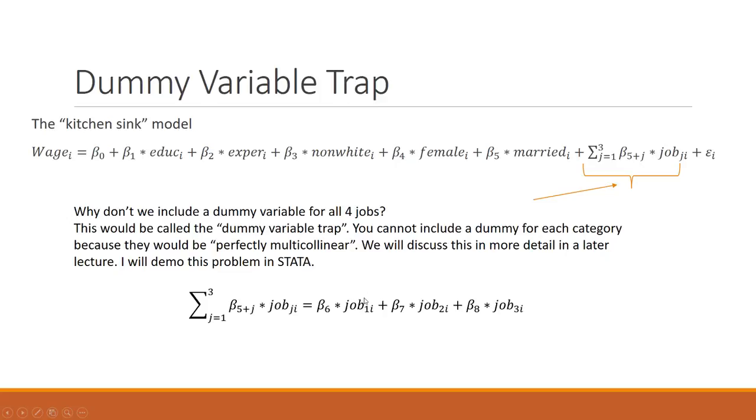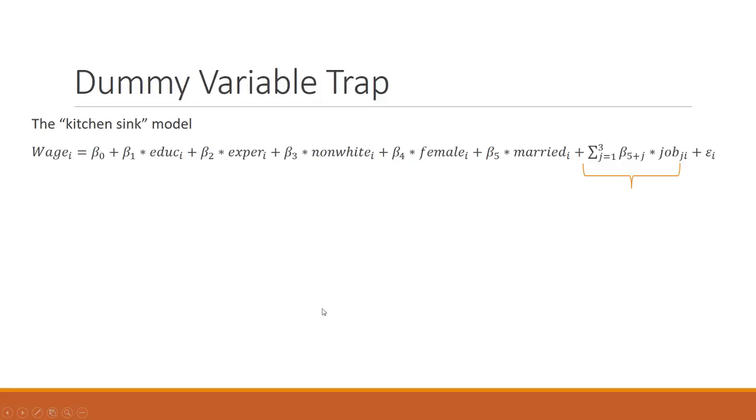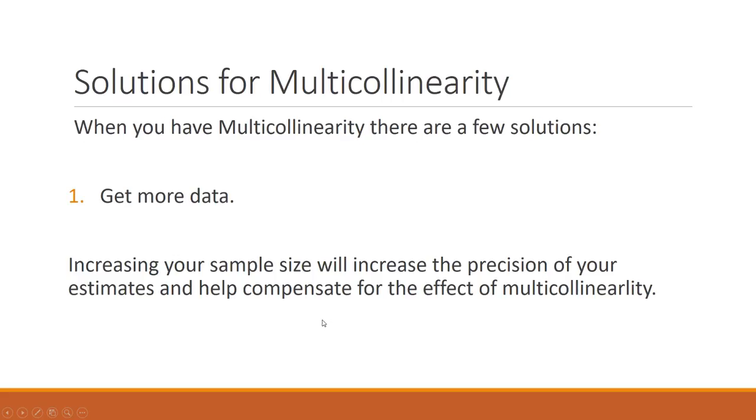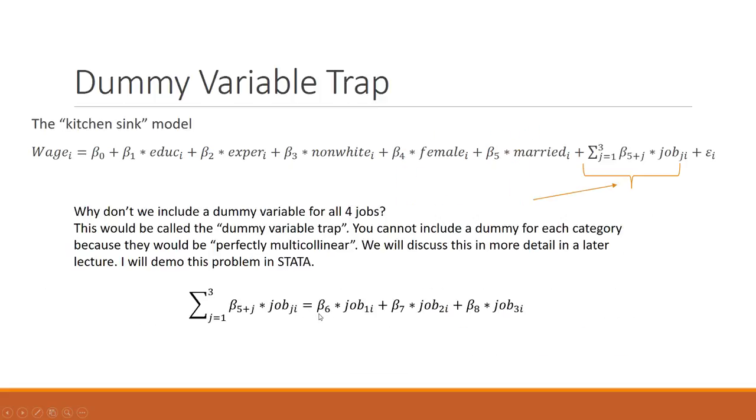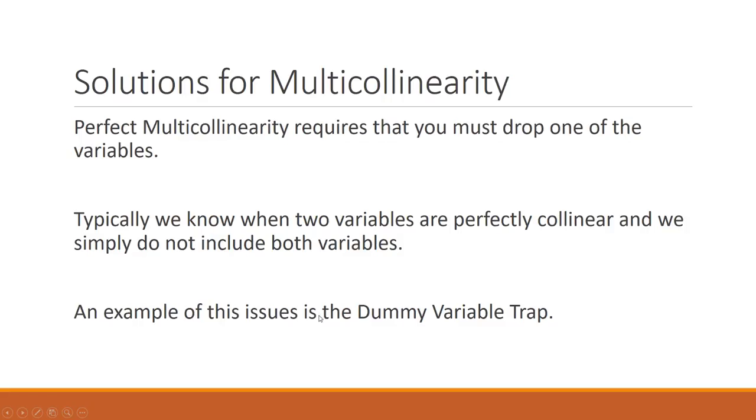Well, that's because if we included all 4, we would have perfect multicollinearity, and we wouldn't be able to run the model. It also means that every time we interpret one of these coefficients on these 3 job variables, we interpret it relative to the job that is excluded from the model. I'll make that more clear when we get to the demo. All right, so this is the dummy variable trap. This is a long explanation of an illustration of perfect multicollinearity in the most common situation you'll run into. And you solve it just by dropping one of the collinear variables. And in fact, Stata will do it for you.